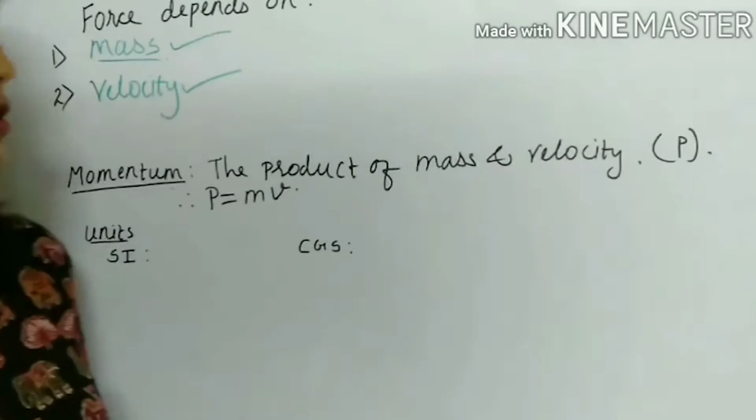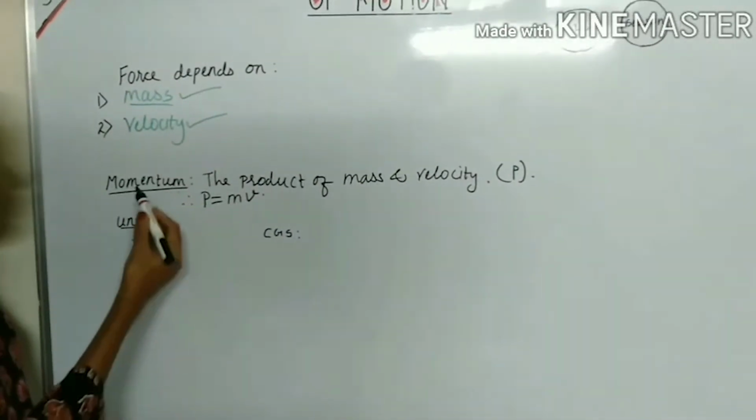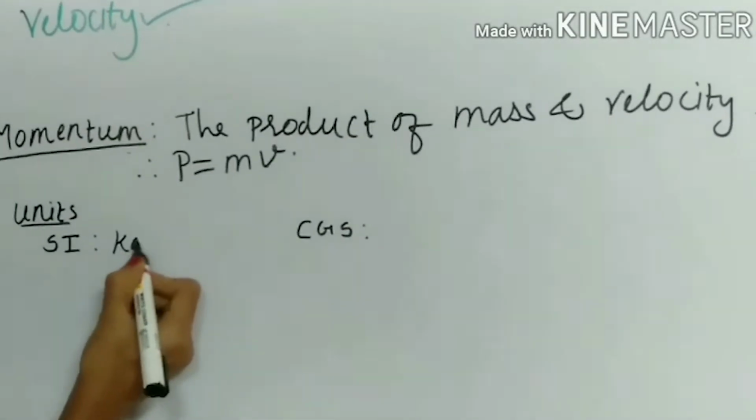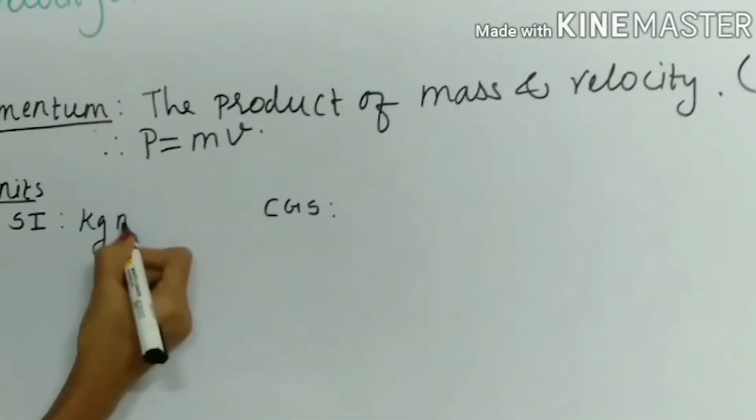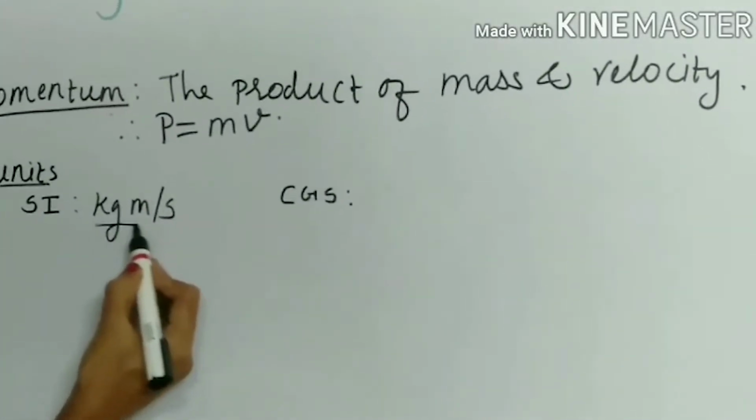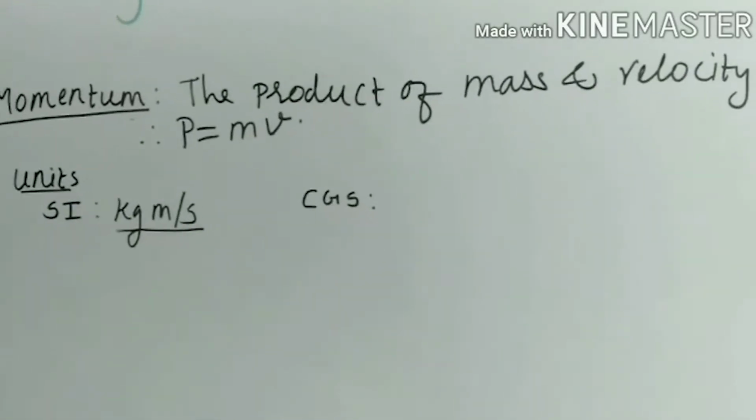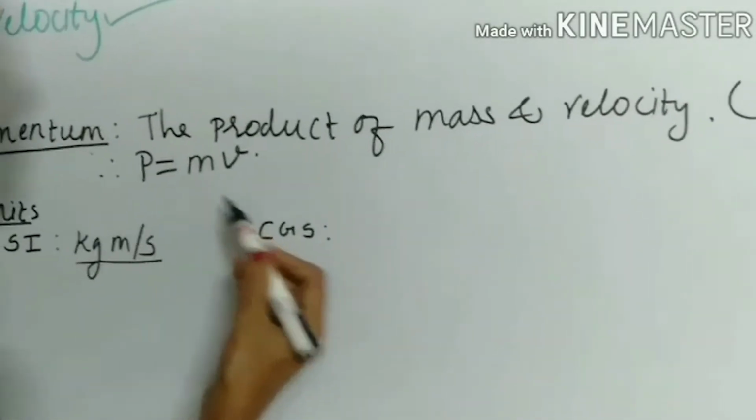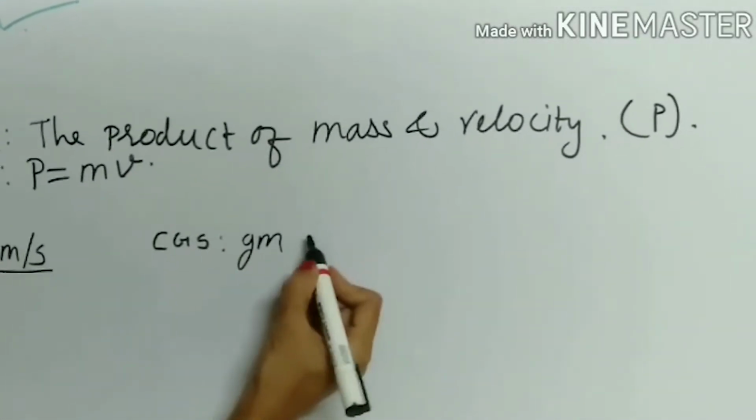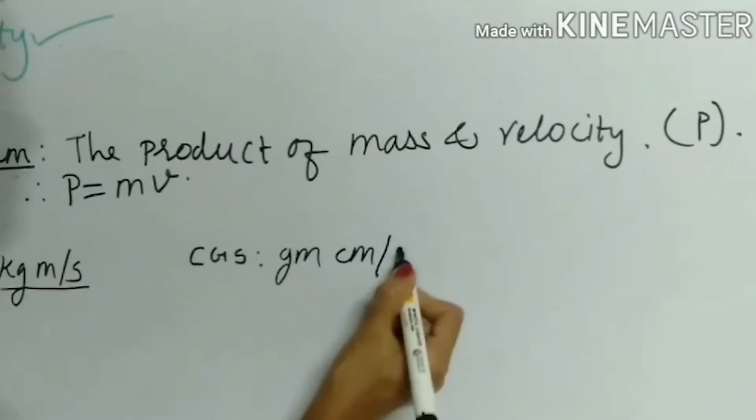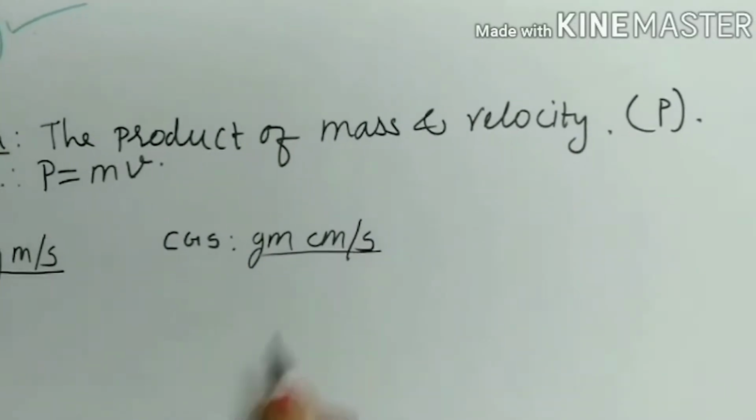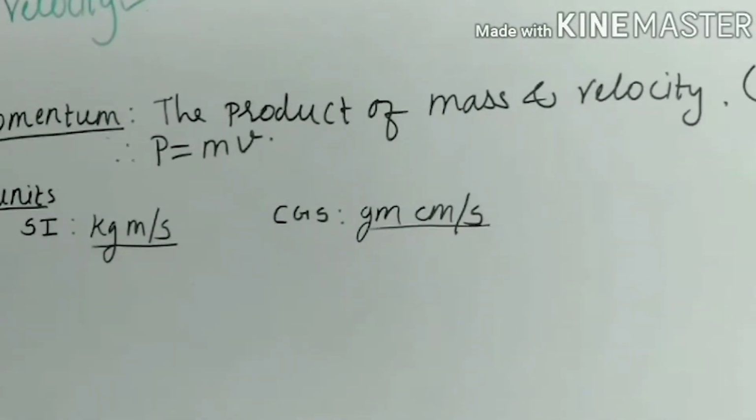Now let's see the units of momentum. SI unit of momentum will be, as mass is in kg, it will be kg. Velocity is expressed as meter per second. So SI unit of momentum is kg meter per second. Now let's see what will be the CGS unit. Mass in CGS is expressed in grams, whereas velocity is expressed in centimeter per second. So CGS unit of momentum will be gram centimeter per second. Is that clear to you?